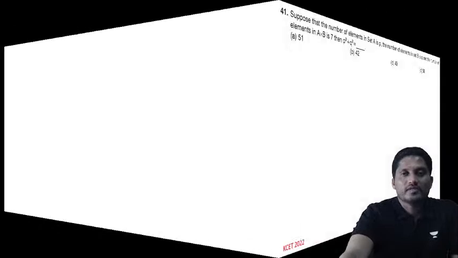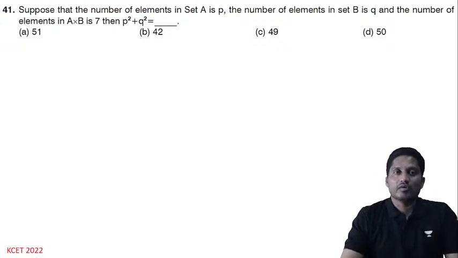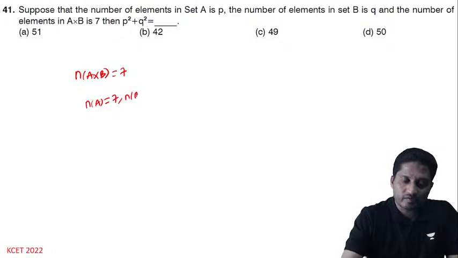Question number 41. Suppose that number of elements in a set A is P, number of elements in set B is Q, number of elements in A cross B is 7. So this means that n of A cross B is equal to 7. What is P square plus Q square? N of A cross B is 7 means n of A is 7 and n of B is equal to 1. Right? Or it can be the other way. N of A is equal to 1 and n of B is equal to 7.